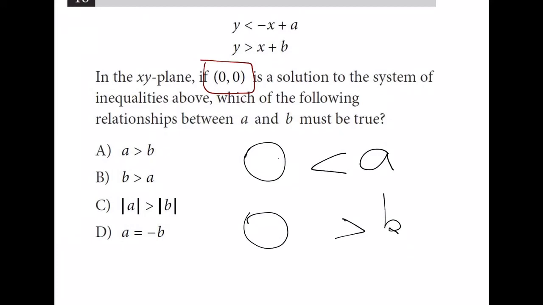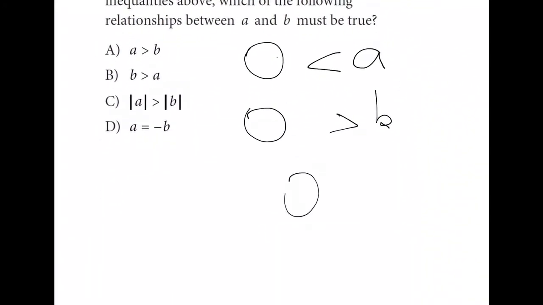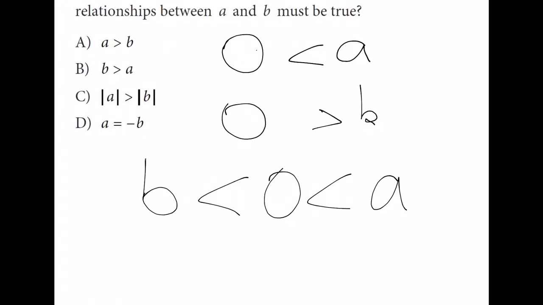And now if I want to put these together, a is larger than 0, but b is less than 0. So we can do that like this. Same idea, just rearrange things. So the chain rule of inequalities, if a is larger than 0 and 0 is larger than b, then therefore a is larger than b, which is the same thing here as a.